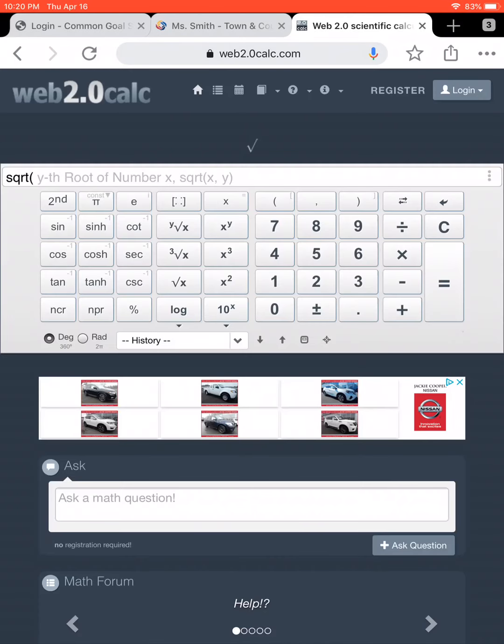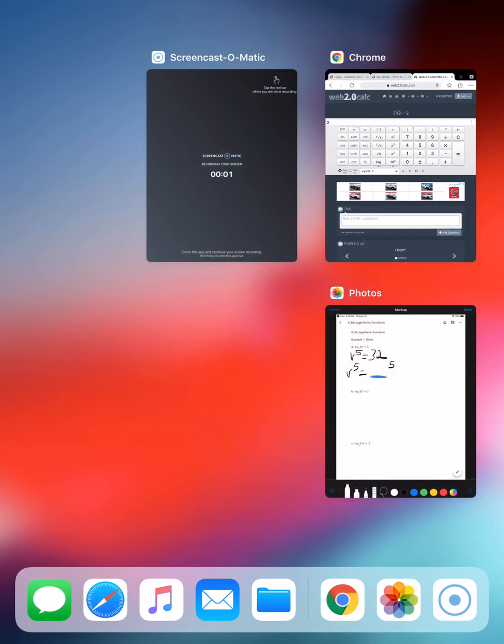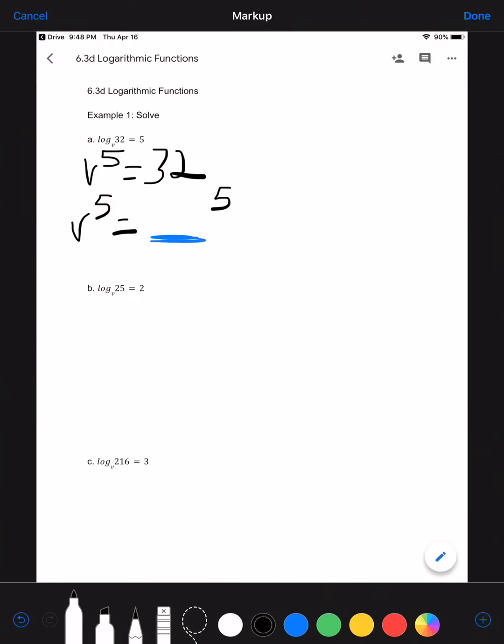Now I have to let the thing load. 32. And then up here at the top there's a comma. You want to put that comma in. And then you're going to put whatever term it is. So in this case it's 5. Hit enter. And then our answer is going to be 2. So we're going to put a 2 here. So now that we have those 5s, they're basically going to cancel each other out. So our v is going to be equal to 2. Okay?